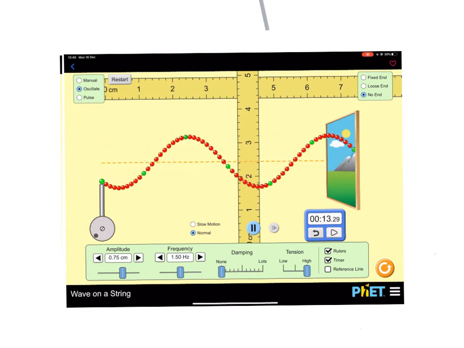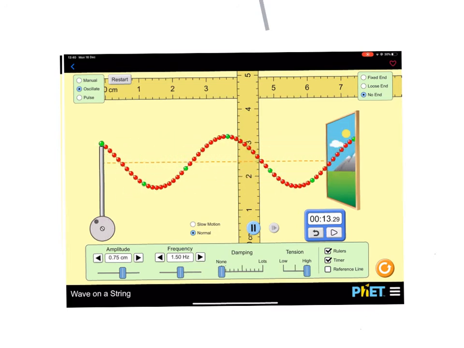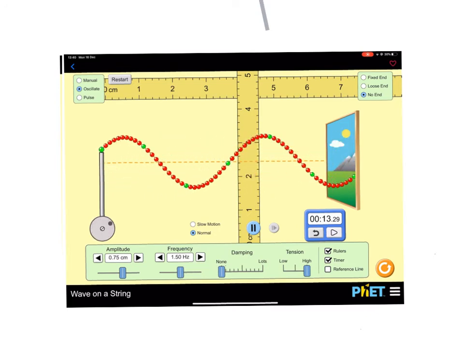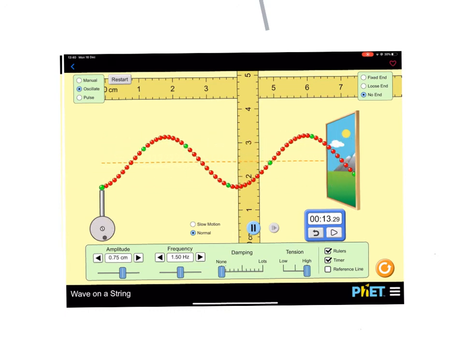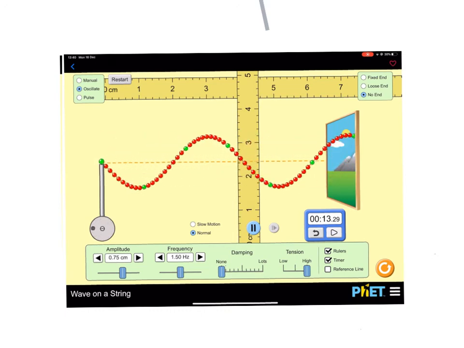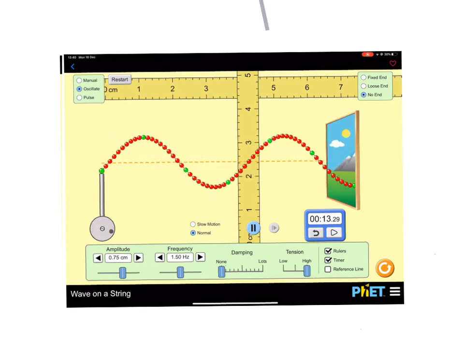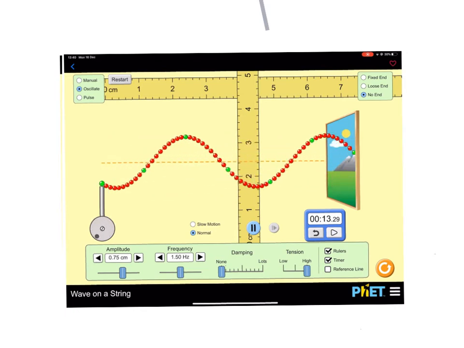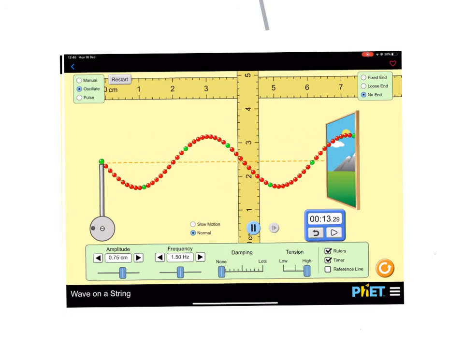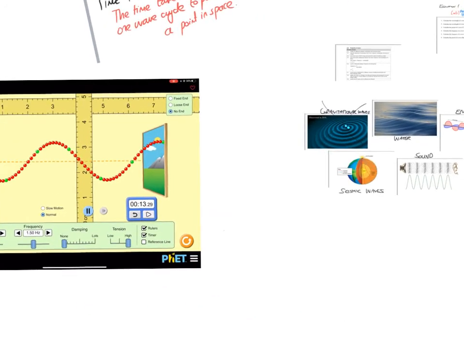So, 20 wave cycles in 13.29 seconds. Note the frequency I've set is 1.5 Hz. Remember those numbers: 20 cycles, 13.29 seconds, a frequency of 1.5 Hz. Okay, let's write those numbers down.